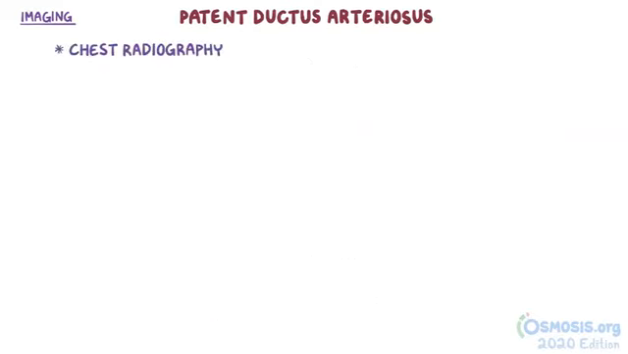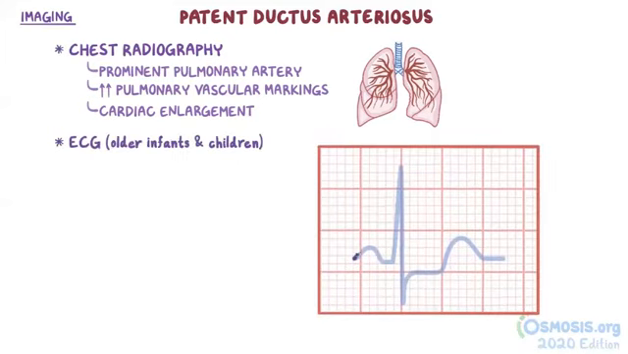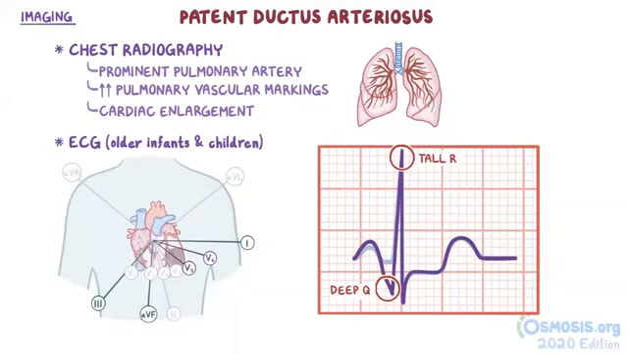Next, chest radiography might show a prominent pulmonary artery with increased pulmonary vascular markings and cardiac enlargement if the shunt is important. An ECG in older infants and children may demonstrate left ventricular enlargement with a deep Q wave and tall R waves in leads 2, 3, aVF, V5, and V6.